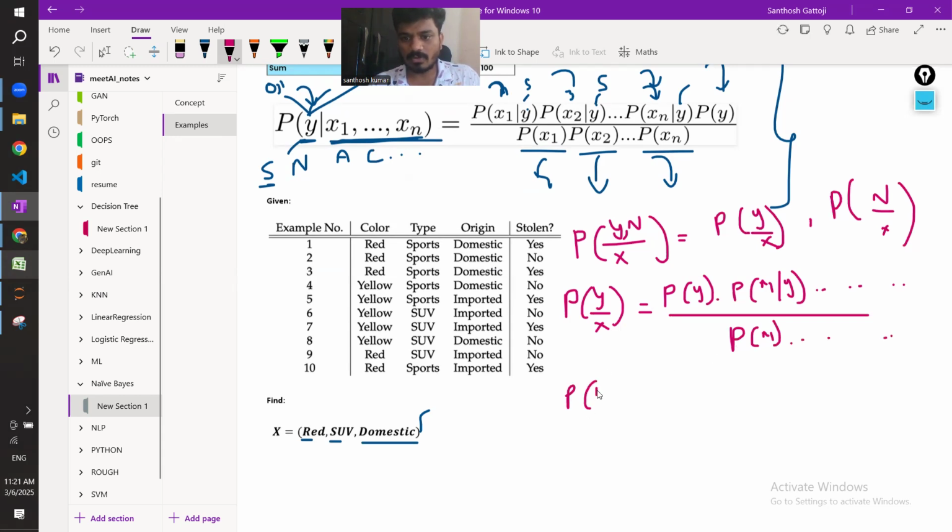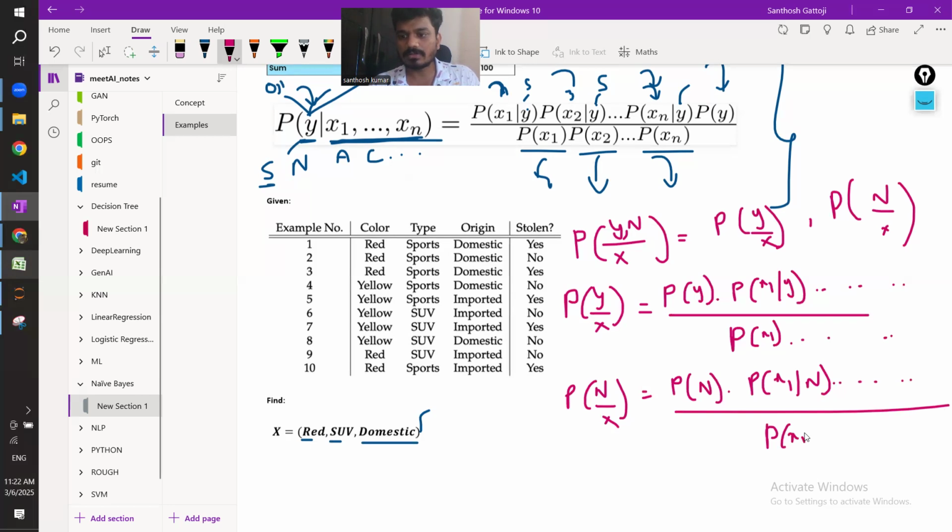And now the probability of no given X is what? First of all, the probability of no, times the probability of X1 given no and X2 given no, like that, divided by the probability of each individual feature, X1, X2, like that. Correct? Now the denominator is common, so we can ignore the denominator.